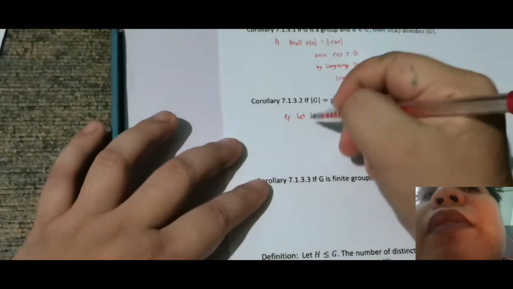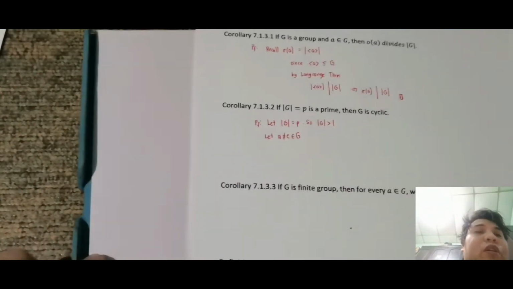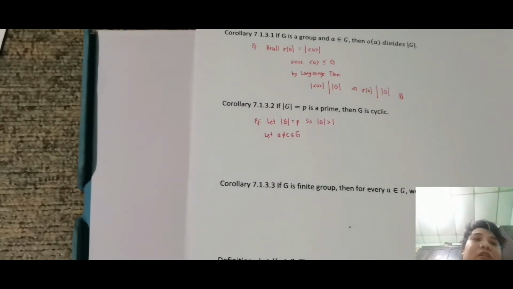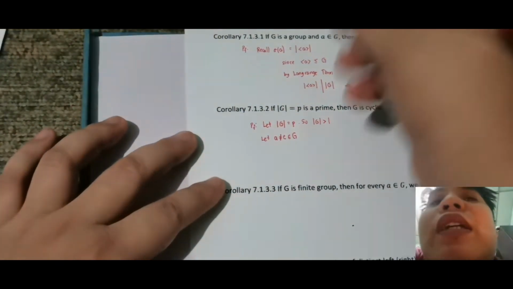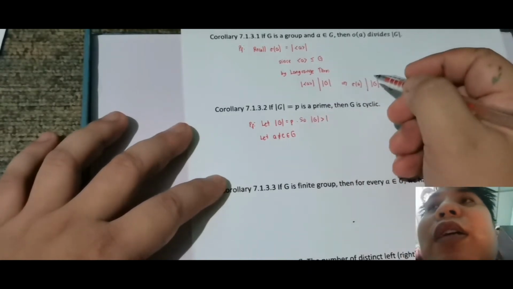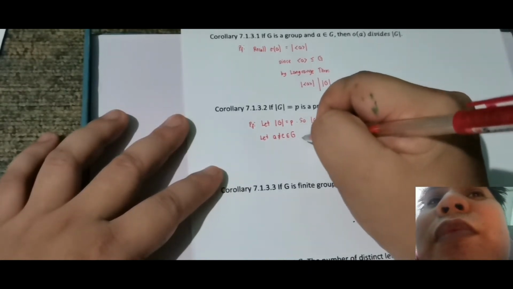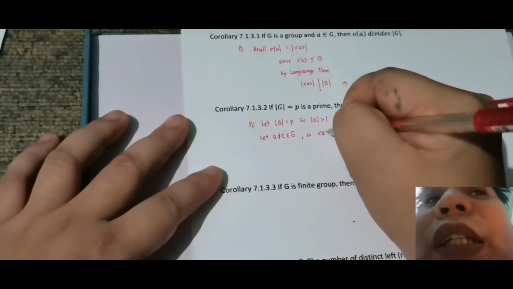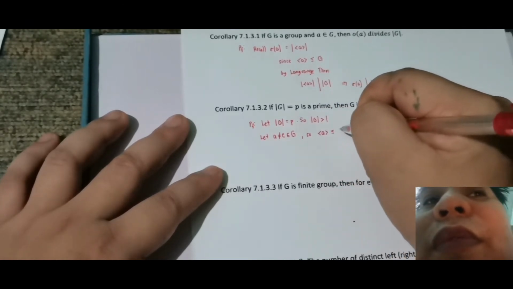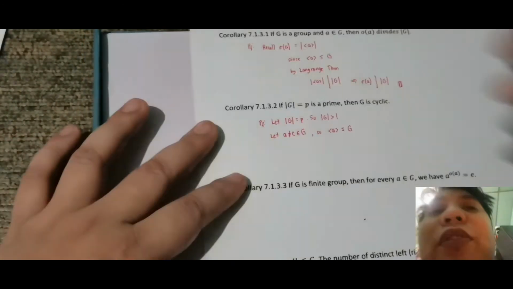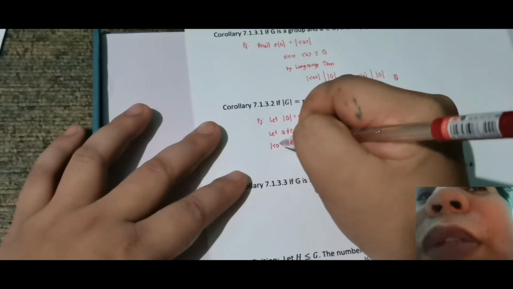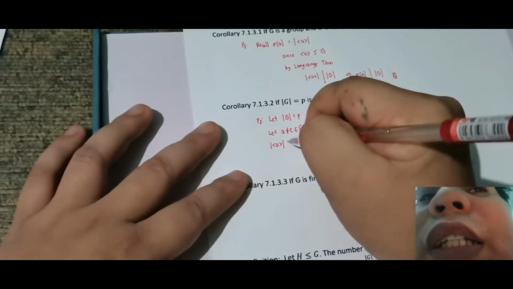So, now, let tayo ng A, which is not equal to E, which is element of G. Again, naglet ako ng A na hindi element E, na kung saan element naman siya ni G. So, ibig sabihin, hindi siya yung identity element. Okay? So, by assumption, by previous corollary, we all know, so, the cyclic subgroup generated by A is a subgroup of G. Tama? And we all know that the order of the cyclic subgroup generated by A is greater than 1.